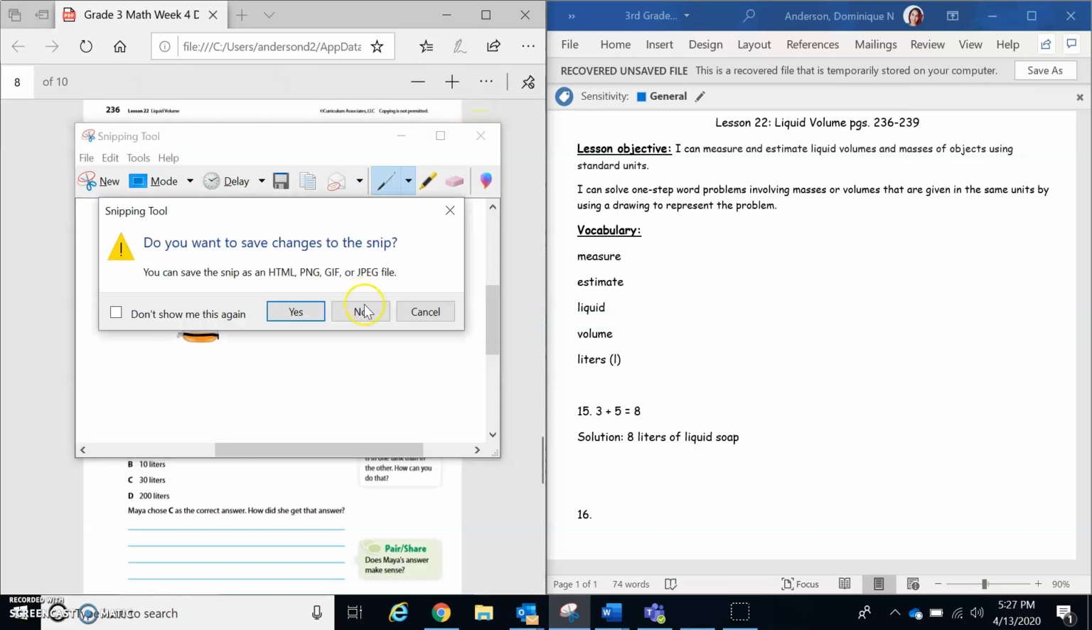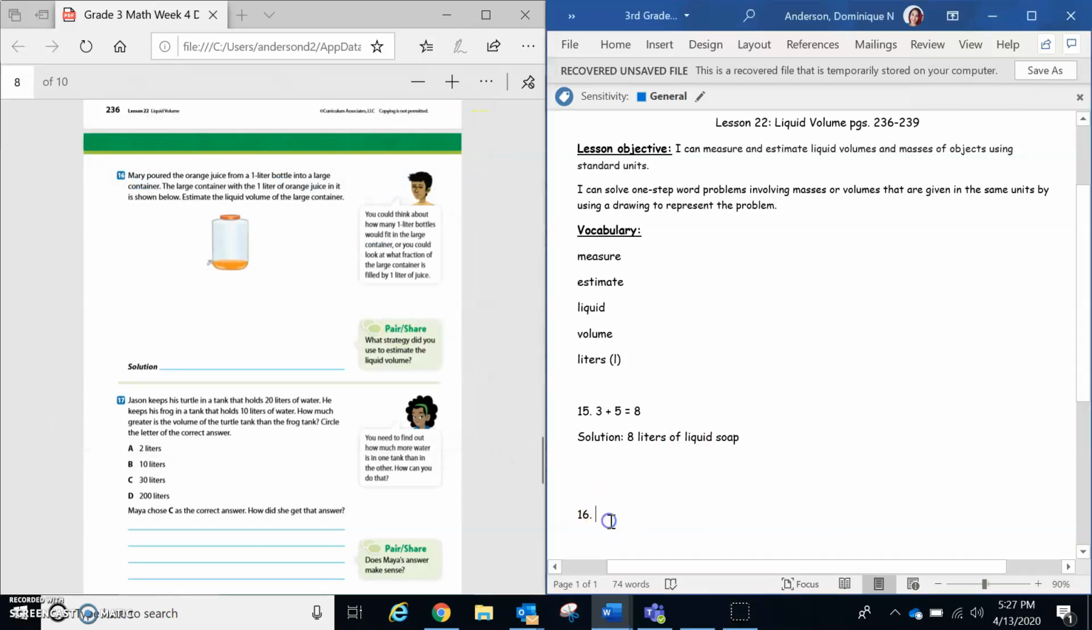Okay. So now remember, it's asking, estimate the liquid volume of the large container. So we would say about, because remember, we're estimating, we don't know for sure. So we're going to say about 6 liters.